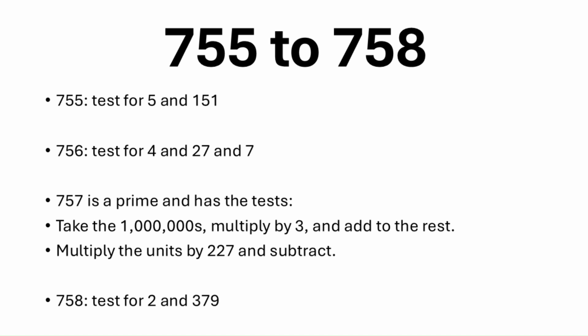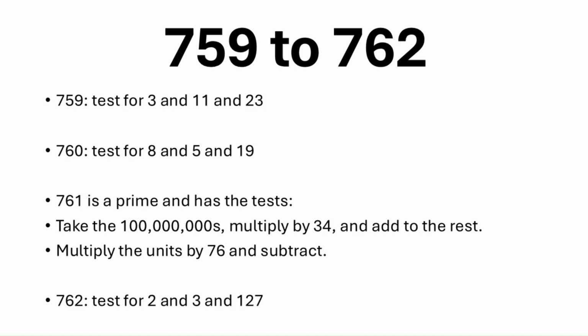757 is a prime and has the tests. Take the 1 millions, multiply by 3, and add to the rest. Multiply the units by 227 and subtract. 758, test for 2 and 379. 759, test for 3 and 11 and 23. 760, test for 8 and 5 and 19.